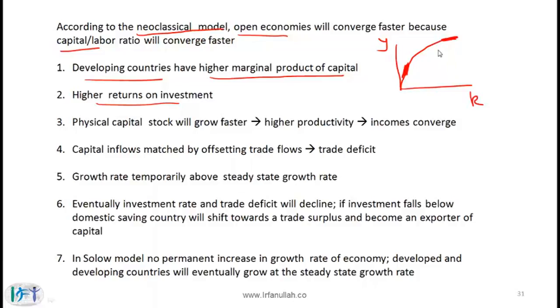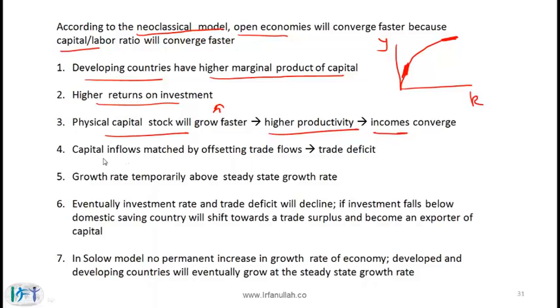So returns are higher, that means more money would flow into developing nations. Since more money is flowing in, more investment is happening, physical stock is going up. Physical stock going up per unit of labor means that economy is more productive on a per labor basis. Greater productivity means that incomes go up in developing countries and converge or are in the process of converging with developed nations.